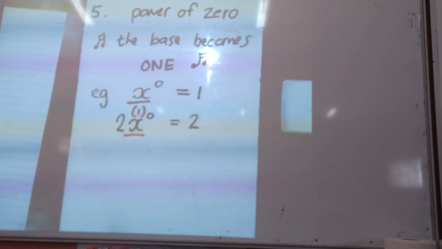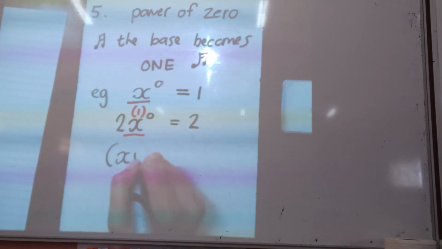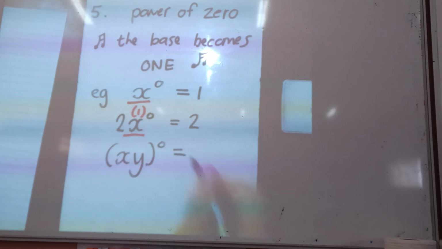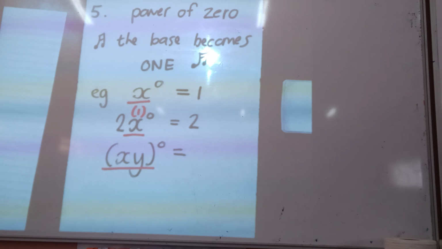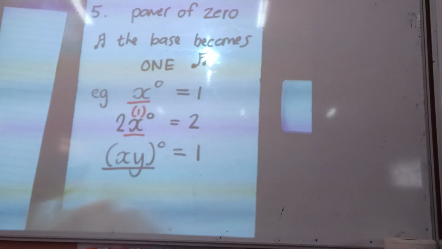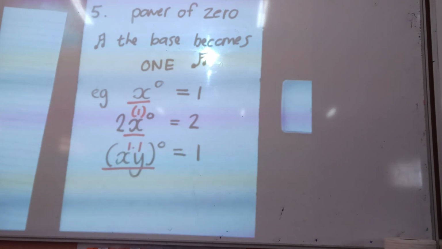What happens if I gave you this? Who does the 0 belong to? Both. The bracket. Do you agree? So what must become 1? Both of them. So it's literally going to be 1 times 1, which is just 1.